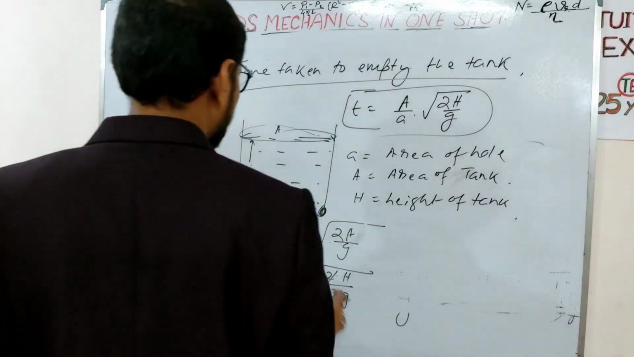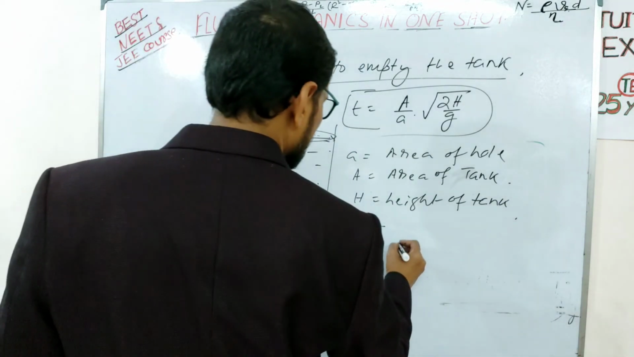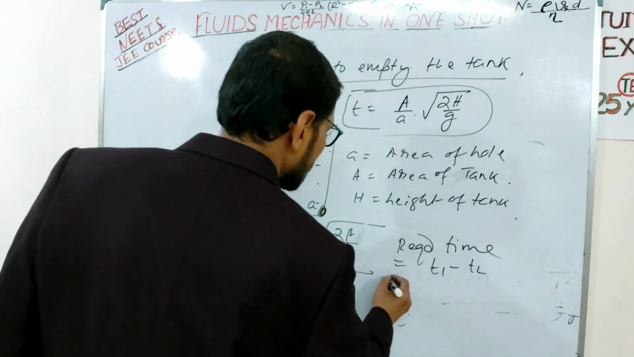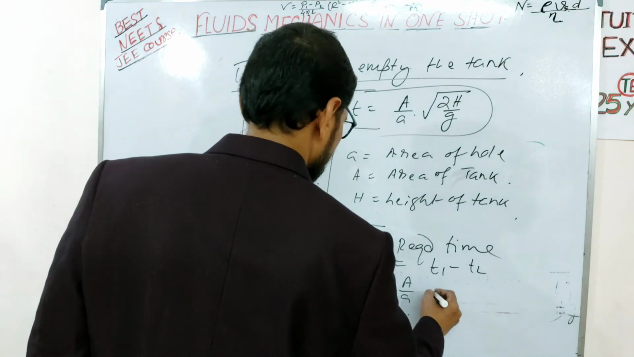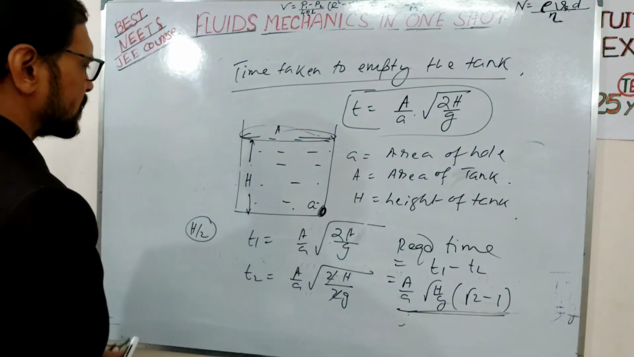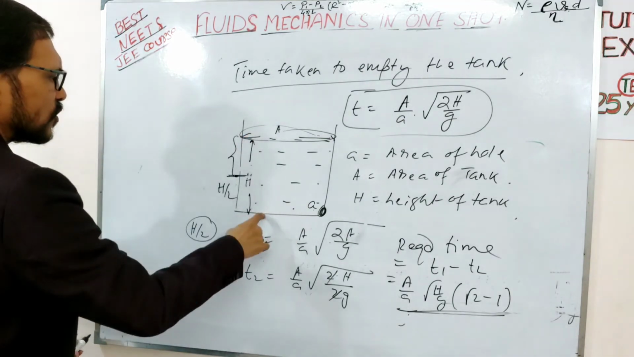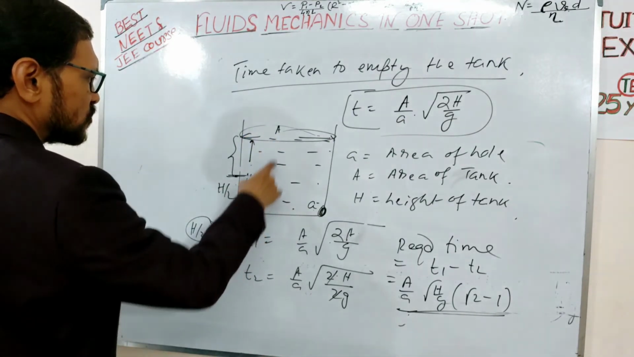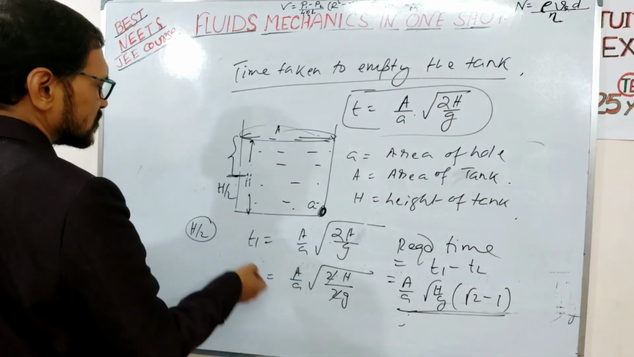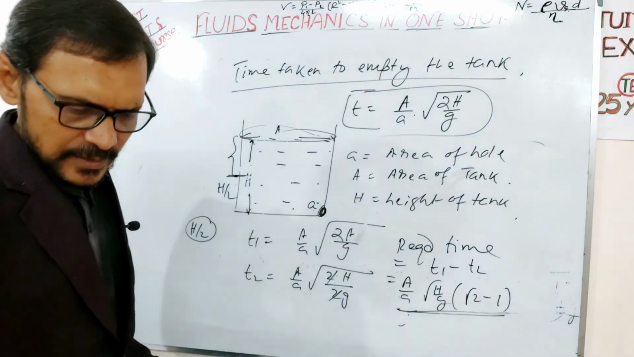Now the time taken from this level to this level is the total time minus this time. So time taken equals T1 minus T2, which is equal to A by a, and so on. First we calculate the whole time, that is to empty the tank, next the time to empty the tank when the liquid level is h by 2. Now subtract this. So this is the time taken to empty from this level to this level. This is the required time.